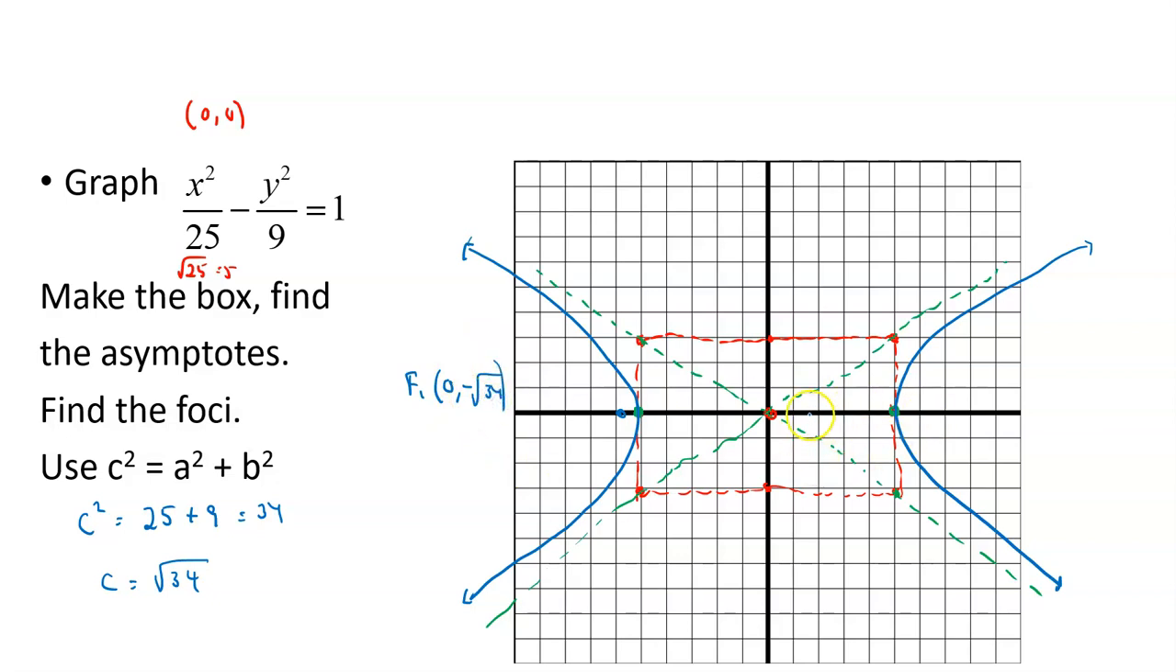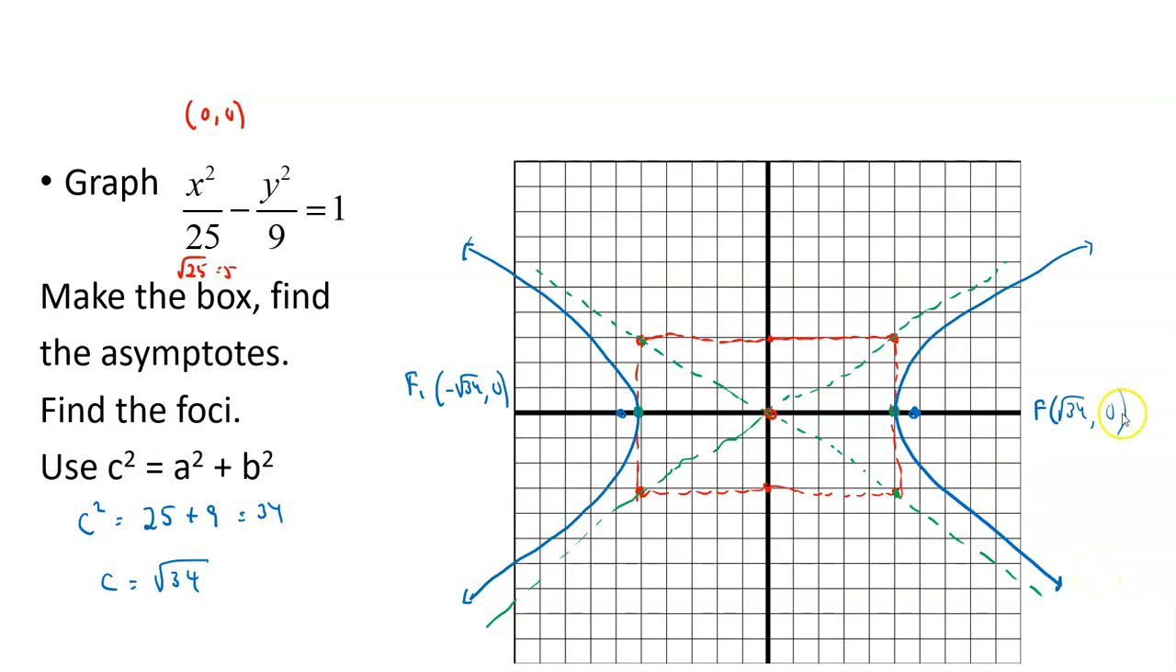If I count 1, 2, 3, 4, 5, 6, it's a little bit less than 6. The other focus is, now I swapped these two around. Sorry about that. This should be negative square root of 34, 0, because I'm going along the x. And then this one is square root of 34, 0. Okay. Notice the foci are inside of those arches. So that's the first thing I can do. I can figure out the foci.